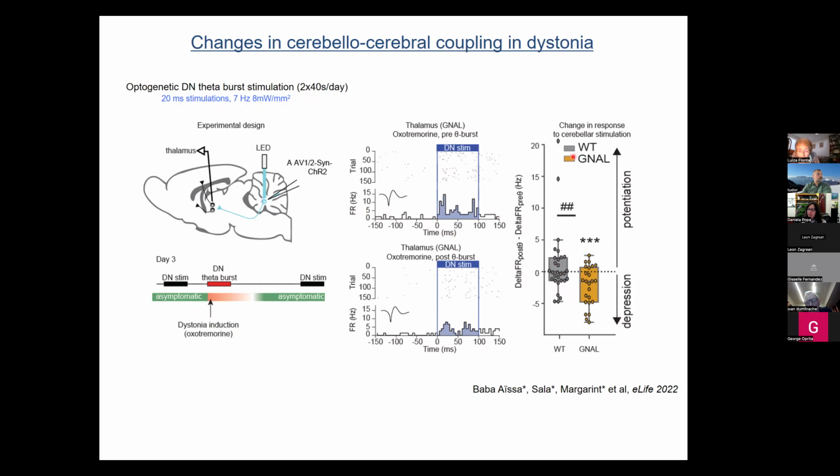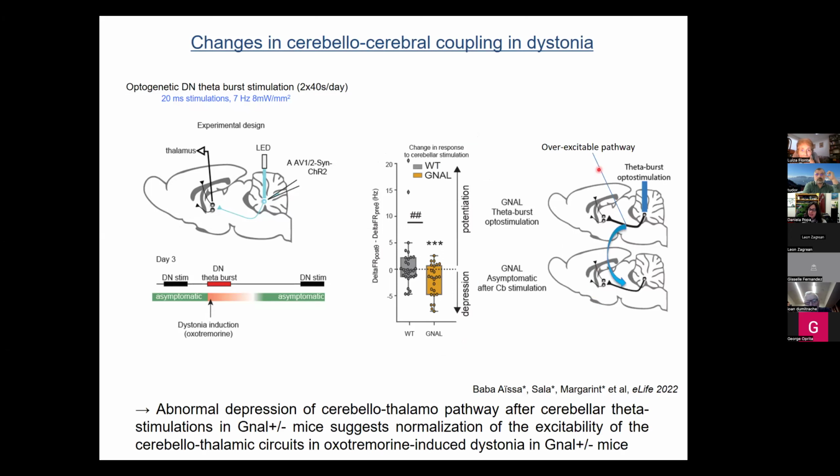What you can see is that these are the normal animals. If it goes up, it's potentiation. If it goes down, it's depression. And we can see that we have a depression in the case of the animal model of dystonia. We can interpret this as an overexcitable pathway, as I showed you before. And then with the depression, we can have a normalization of the excitability of the cerebellothalamic circuits in this oxytremorine-induced dystonia, in this genetic animal model in mice.